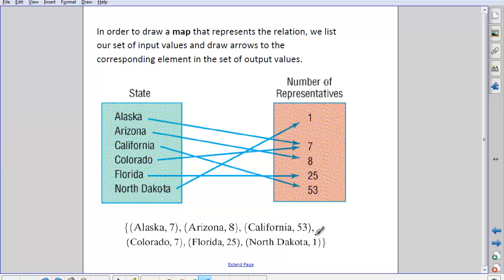Here's another example of a mapping. This shows states corresponding to the numbers of representatives in those states. Just like that diagram I drew earlier with engine sizes and miles per gallon, we have these arrows showing the correspondence between each state and their number of representatives. And again, I can use that to write a set of ordered pairs. That's what this right here is, with all these braces and parentheses. This is a set of ordered pairs. Notice I've got 6 different ordered pairs here.